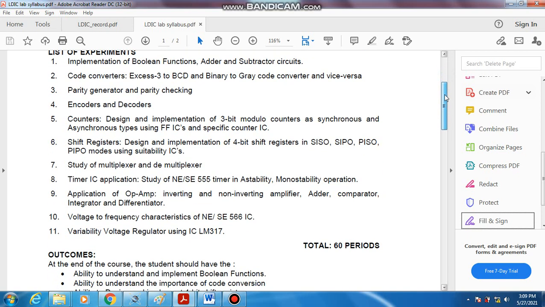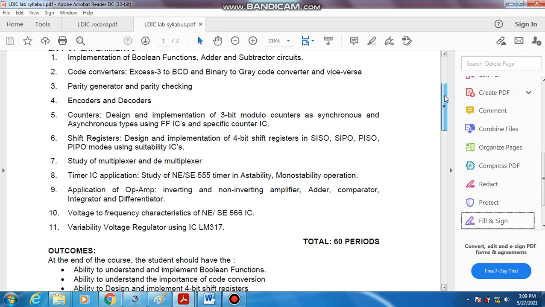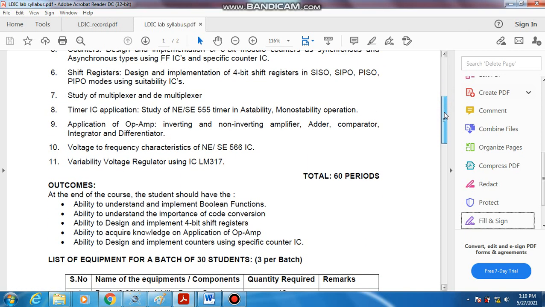So when you take this LDIC lab, it is a combination of two subjects. One is your linear ICs, the second one is your digital ICs. Till experiment number 7, it is for digital ICs. We'll be doing experiments related to digital electronics, and from 8 to 11 we'll be doing experiments related to your linear ICs.